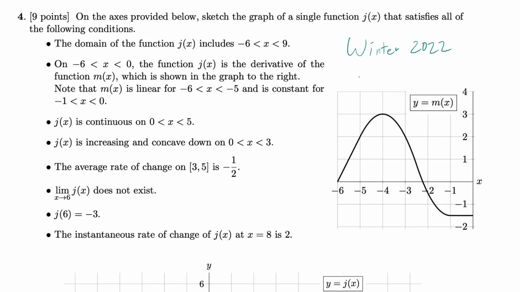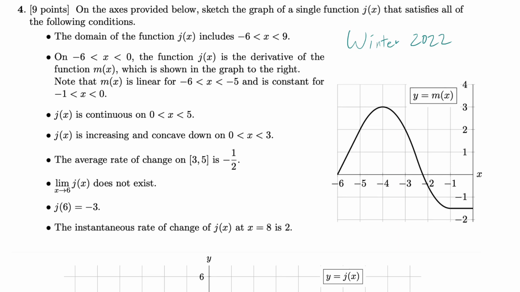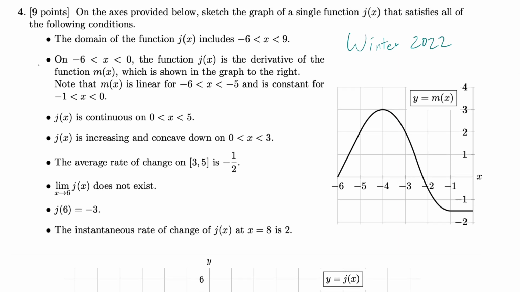This is a problem from winter 2022, problem 4. And the problem asks us to sketch the graph of a function g of x satisfying all of the following conditions on the axis provided below. So obviously that's many conditions. Let's just go down the list one by one.